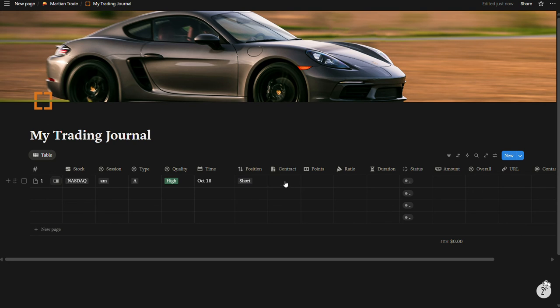You choose that, and then the contract. How many contracts did you take? Is it one? Is it two? Is it three? I usually go for two or three contracts. So you can add, okay, I took two contracts. And then points. Like I said, sometimes my stop loss is just 20 points, or sometimes between 20 and 30 points. And I say it's 20 points.